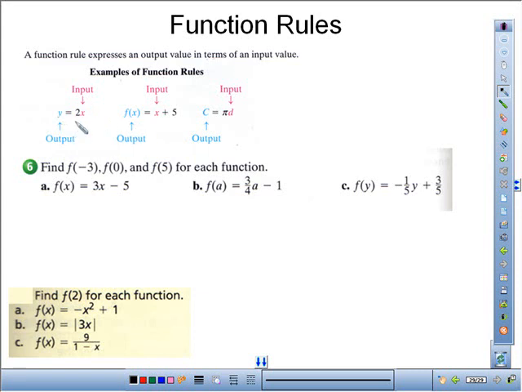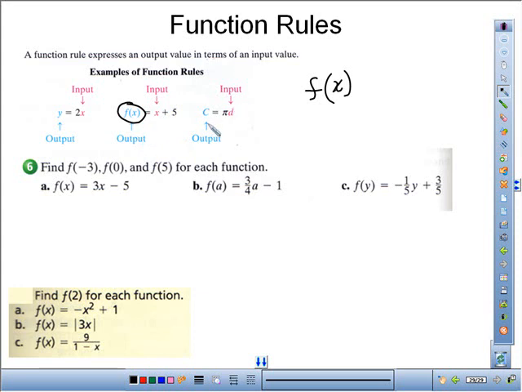Now sometimes instead of using y, they will use the notation f of x. This notation right here is read, f of x. It doesn't mean f times x. This means function, f of x. Now once again, x is the input value, and f of x is the output value.